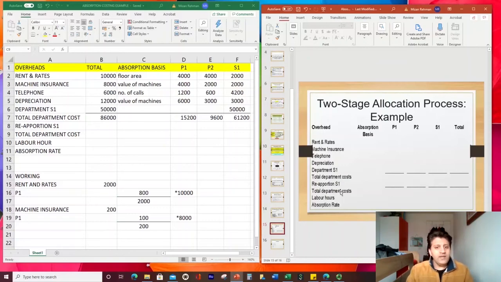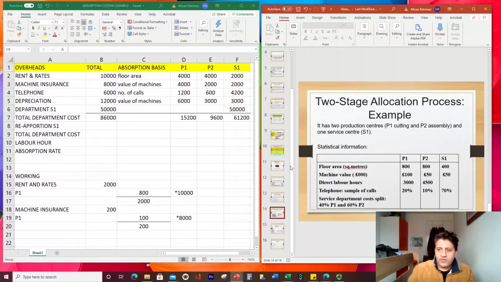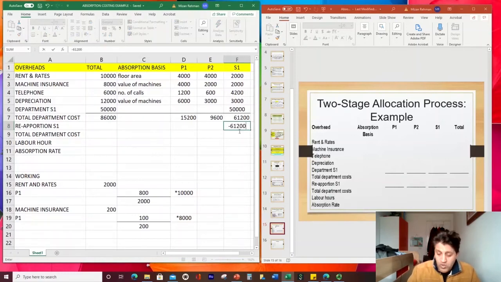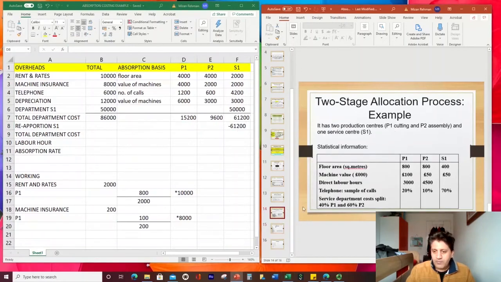All right, so let's do this now. Taking away all of the cost from S1 and apportioning it to P1 and P2. On what basis? The slides give us that basis: 40% P1 and 60% P2.